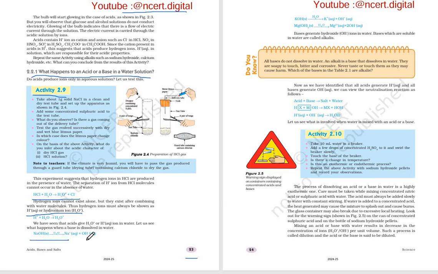NaOH(s) → Na+(aq) + OH-(aq). Page 24. KOH(s) → K+(aq) + OH-(aq). Mg(OH)2(s) → Mg2+(aq) + 2OH-(aq). Bases generate hydroxide, OH-, ions in water. Bases which are soluble in water are called alkalis.